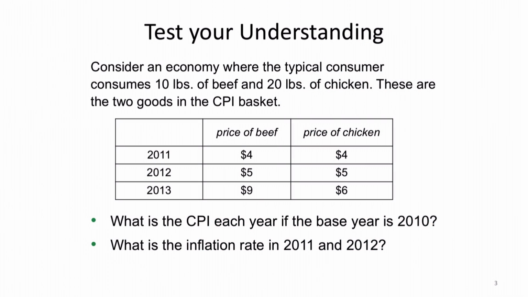So in this example, let's consider an economy where the typical consumer is going to be consuming 10 pounds of beef and 20 pounds of chicken. These are the two goods in our CPI basket. Here in this table, we can see the price of beef each year and the price of chicken each year. Right off the bat, you can see the prices of beef are rising and the prices of chicken are rising. So both of these products are becoming more expensive. We want to know, what is this telling us in terms of the CPI, and what is our inflation going to be from 2011 to 2012?